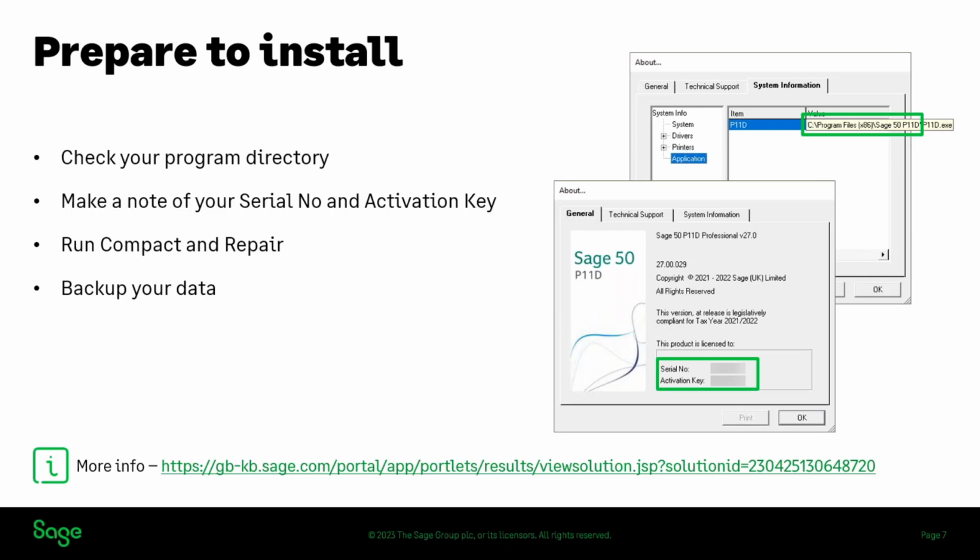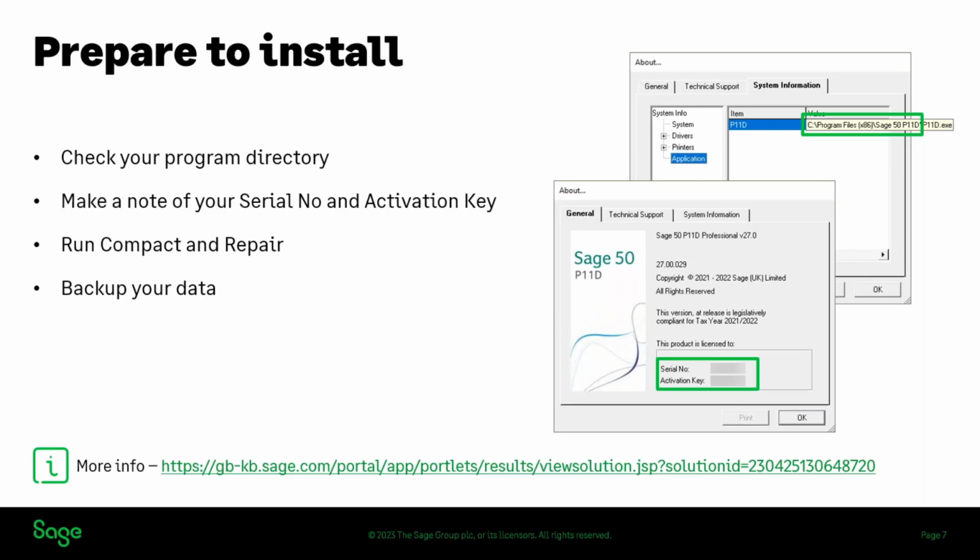So to prepare for this, you will need to check where your current program is installed. So check your program directory. You'll need to make a note of your serial number and activation key, because you'll need to enter these details when we activate version 28. Strongly recommend that you run a compact and repair, which will do some maintenance on your database and hopefully avoid any issues when that data is converted. And importantly, you need a backup of your version 27 data that you can then restore into version 28.